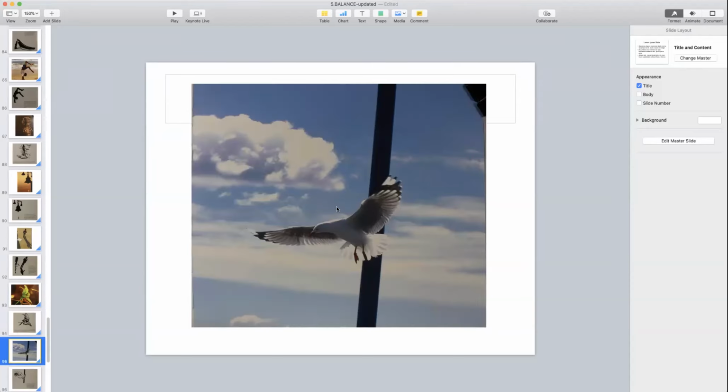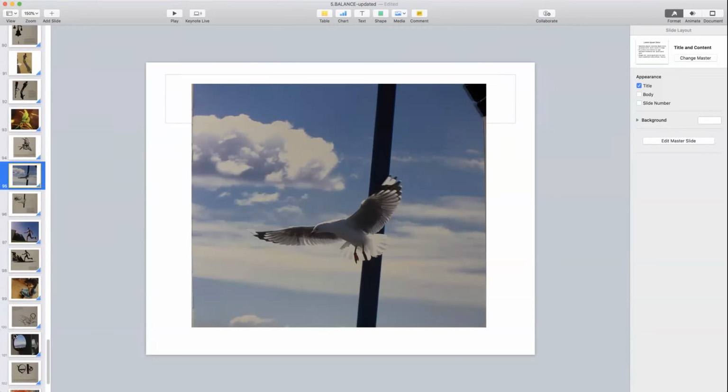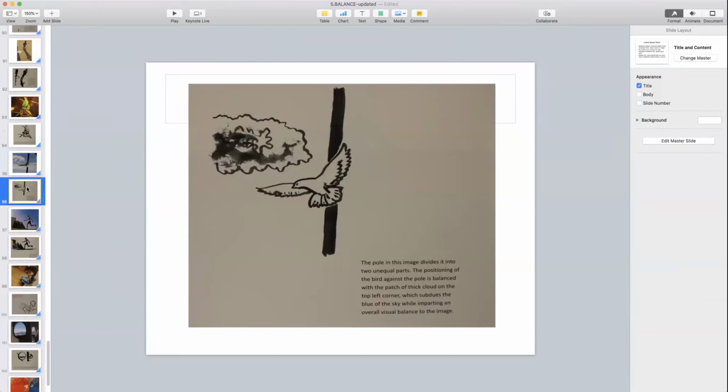Yes. This is one of the interesting photographs you can see here. The pole in this image divides it into two unequal parts. The positioning of the bird against the pole is balanced with a patch of thick cloud on the top left corner, which subdues the bird of the sky while imparting an overall visual balance to the image. So see how the cloud is acting as a balancing factor in this photograph.